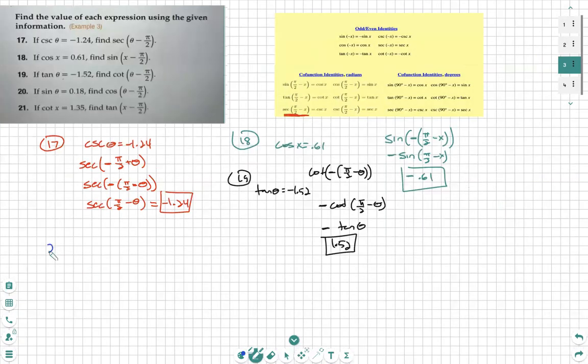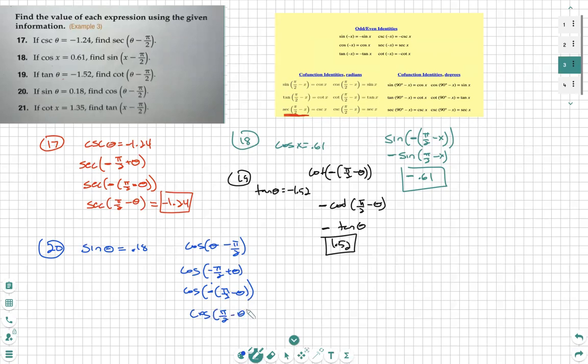For the next one, number 20, let's show all the steps so there's no confusion. Sine of theta is equal to 0.18. The cosine of theta minus pi over 2 is rewritten as cosine of negative pi over 2 plus theta, which I'm going to pull out a negative from. And we have pi over 2 minus theta on the inside now. That negative sign for cosine just gets absorbed. And the cosine of pi over 2 minus theta is just equal to the positive sine of theta. And thus sine of theta is 0.18. So this is going to be equal to 0.18.